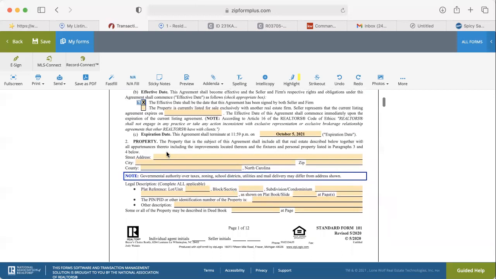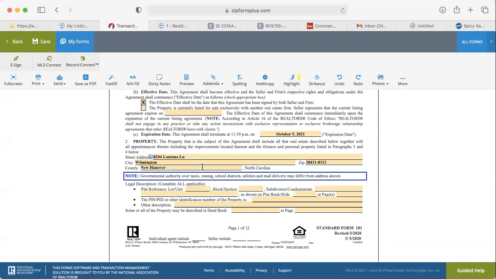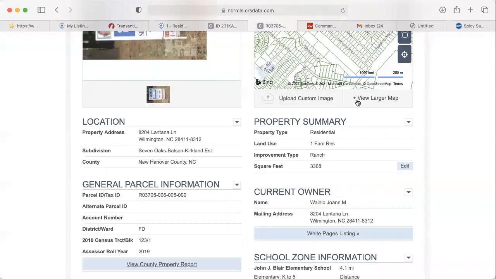Number 3 talks about the, this is your property address and your legal description. So the address that we're using as a guinea pig today is 8204 Lantana Lane. And it usually comes up here and you can pick it. And then it asks for the legal description. This is where you get it from the tax record. So I've gone back to see the tax record. Can everyone see this tax record?